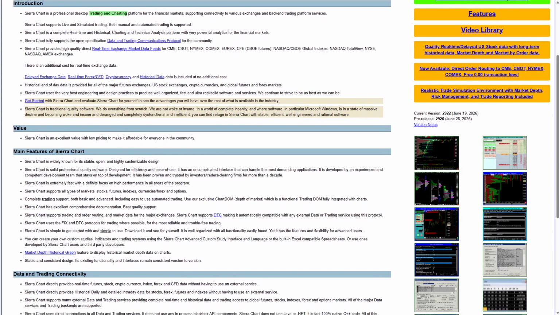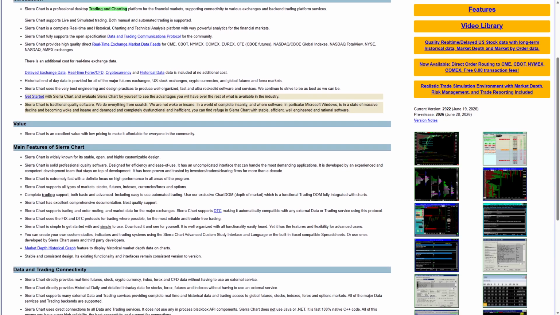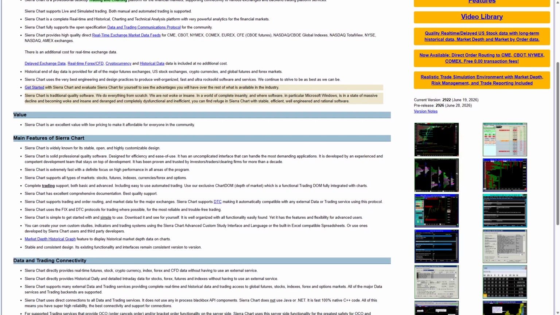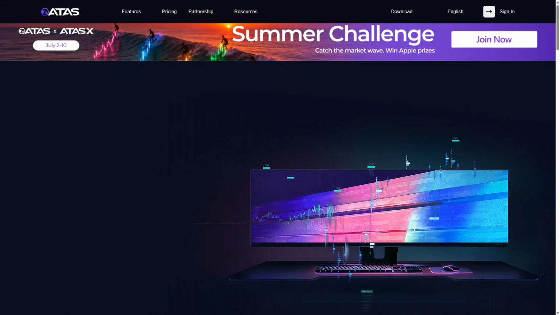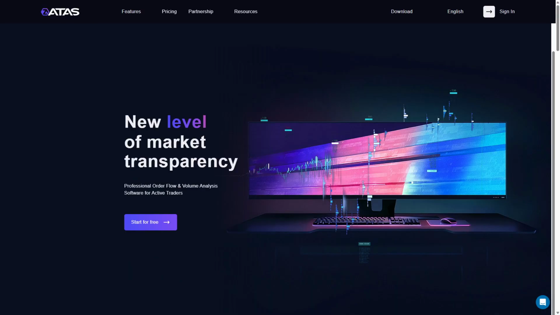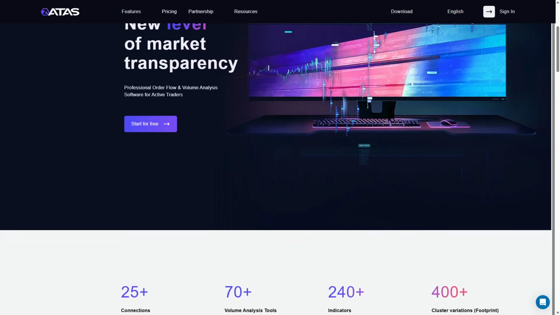Limitations include a complex setup process and less emphasis on visual appeal, which can slow down workflow for those seeking simplicity. ATAS is an order flow platform designed for clarity and ease of use. It offers advanced volume analysis, footprint charts, and market profile tools with a focus on visual representation.